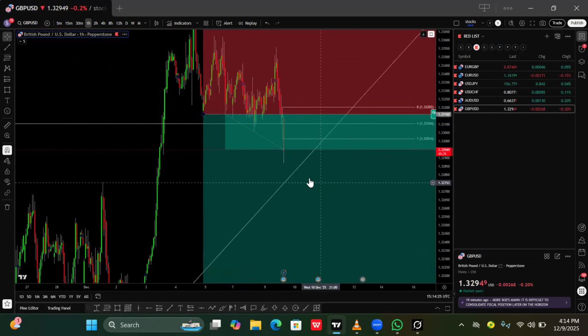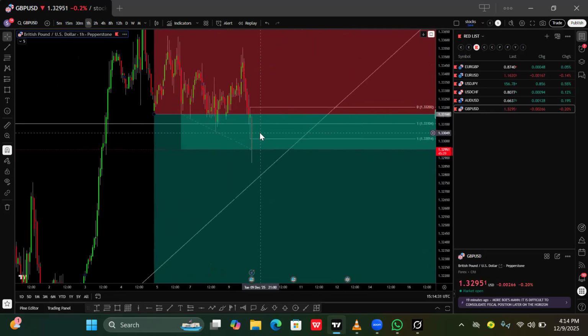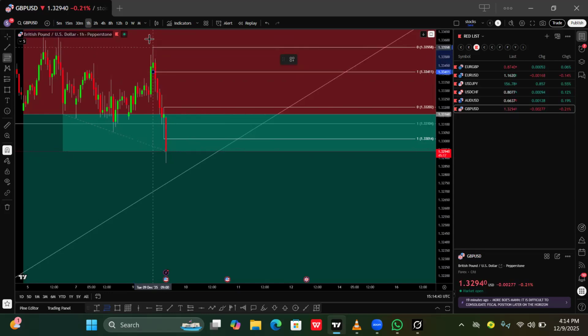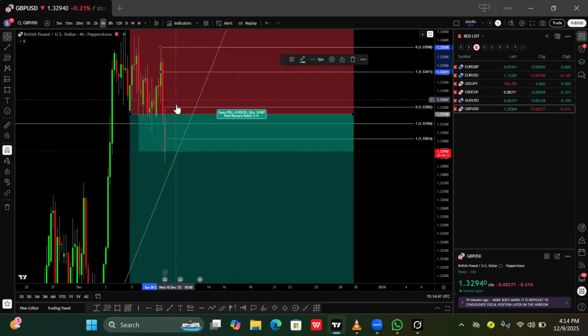Now, if we don't break this trend line to retest this during the rate cut, then I wouldn't take this trade. I would just have my eye on this. But if we break the trend line, then nice. But if we don't break the trend line, I'll have my eye on this 1 hour supply zone here. Let's go to the 4 hour to see if we can find anything.